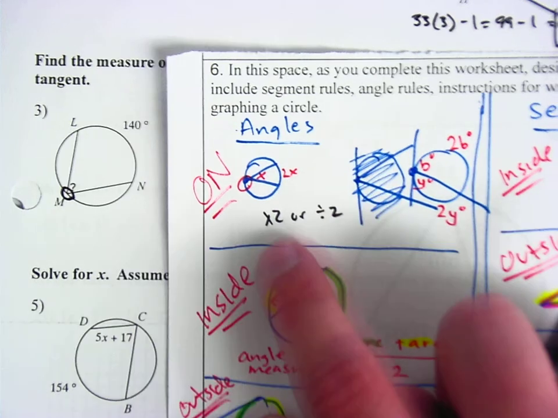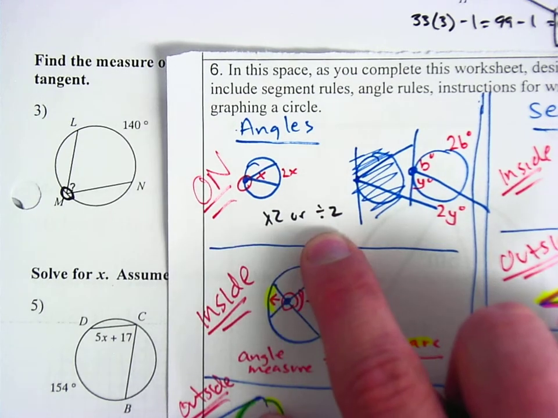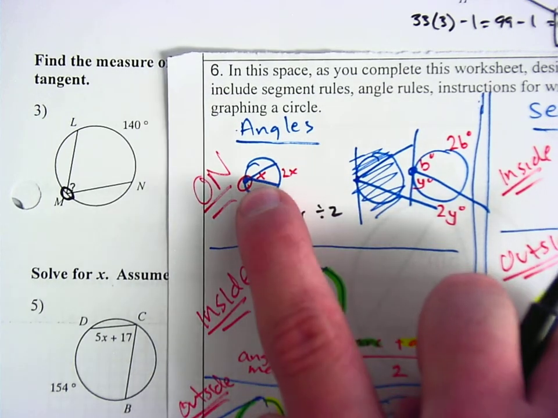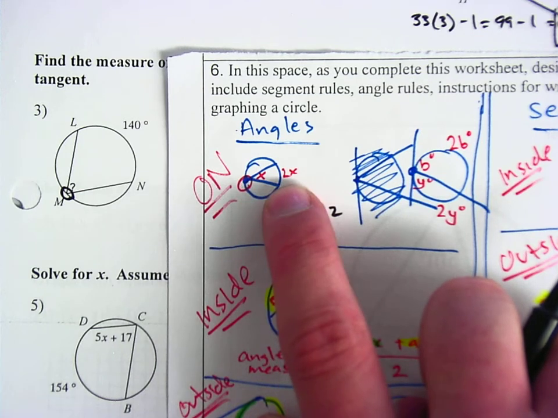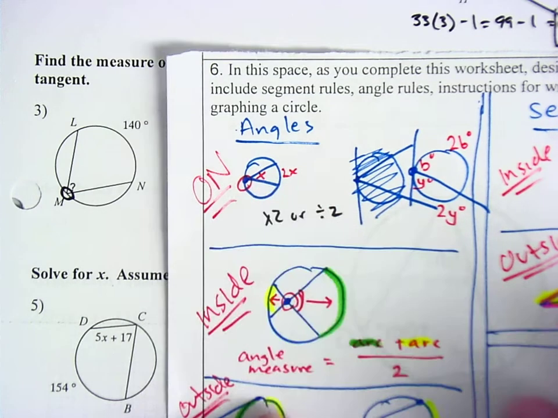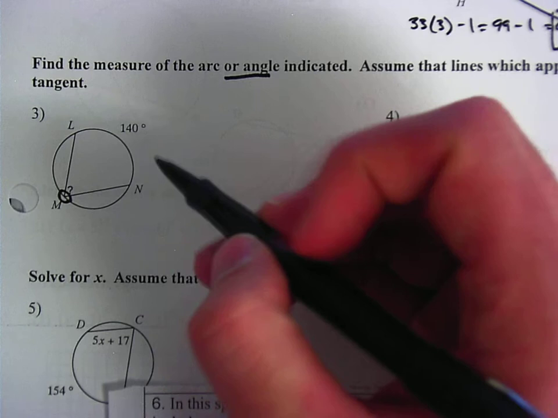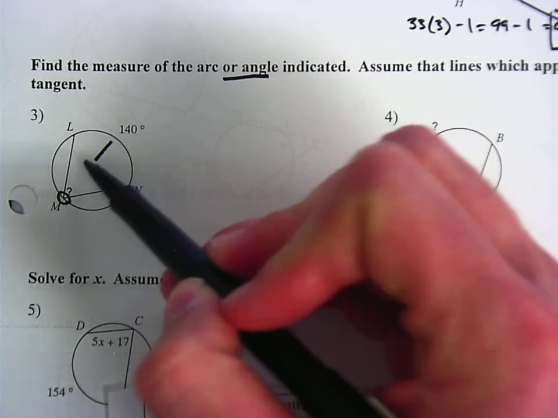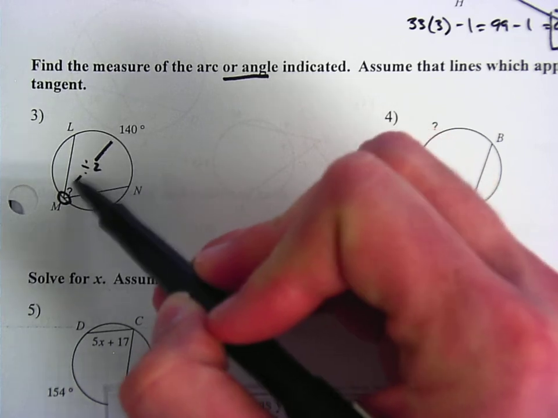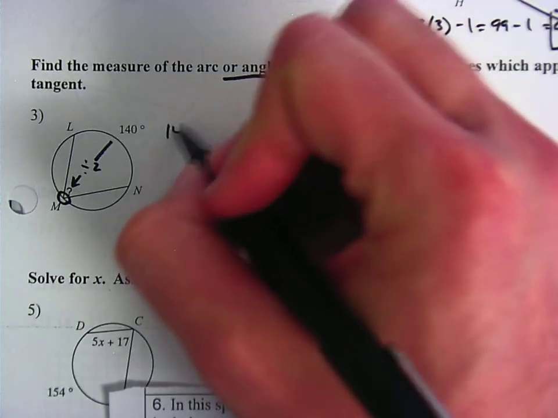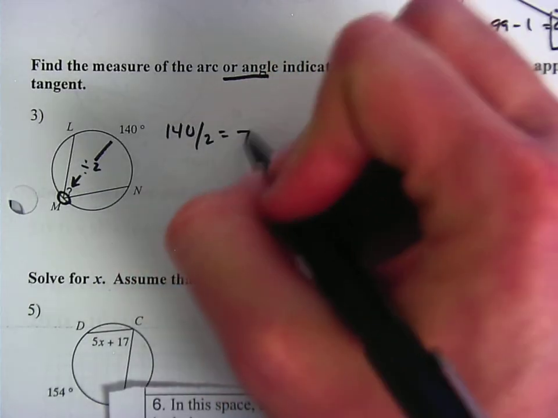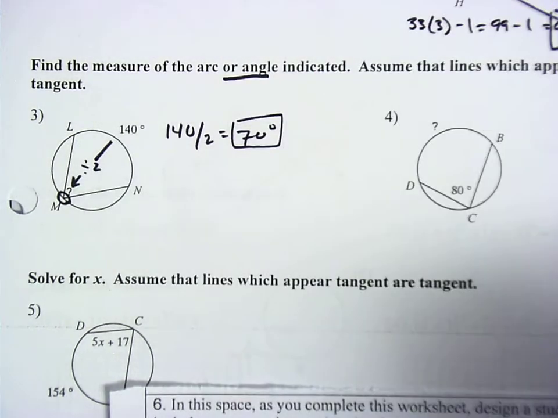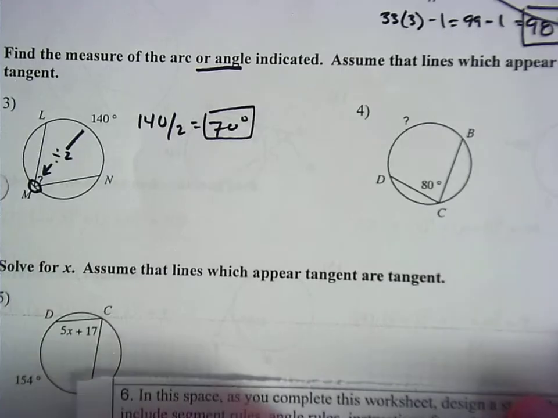Under angles, I know I'm either timesing by 2 or I'm dividing by 2, right? Because I know that the angle is x, then the arc is 2x. Okay, so if I'm looking here, they give me the arc, right? The arc is bigger than the angle. So to go down to the angle, I need to divide by 2. So I'm going to do 140 divided by 2. I end up with 70 degrees.